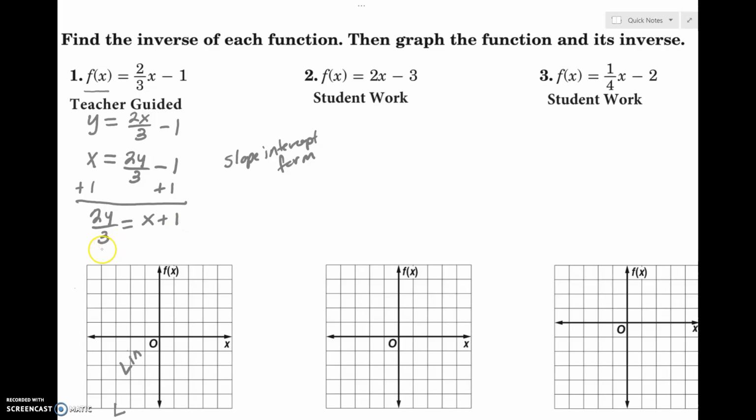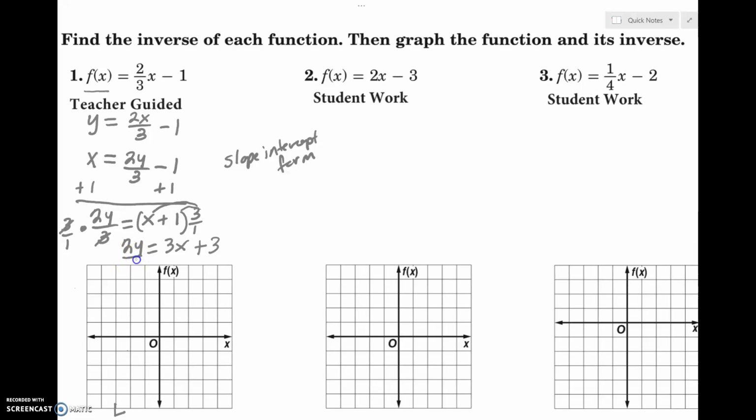You notice that we have a 3 in the denominator, so we're going to have to multiply both sides by the reciprocal, which is 3 over 1. And we notice that 3 divided by 3 is 1, so we're left with 2y equals, and since we know that 3 divided by 1 is 3, we just go ahead and apply the distributive property. 3 times x, which is 3x, plus 3 times 1 is 3.